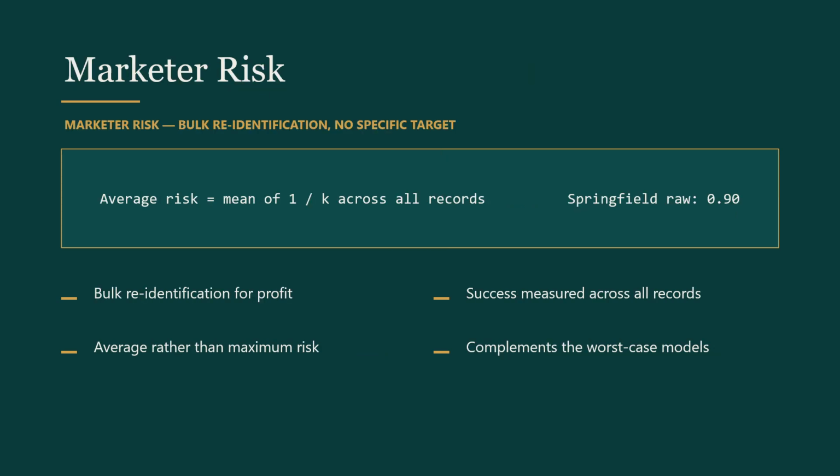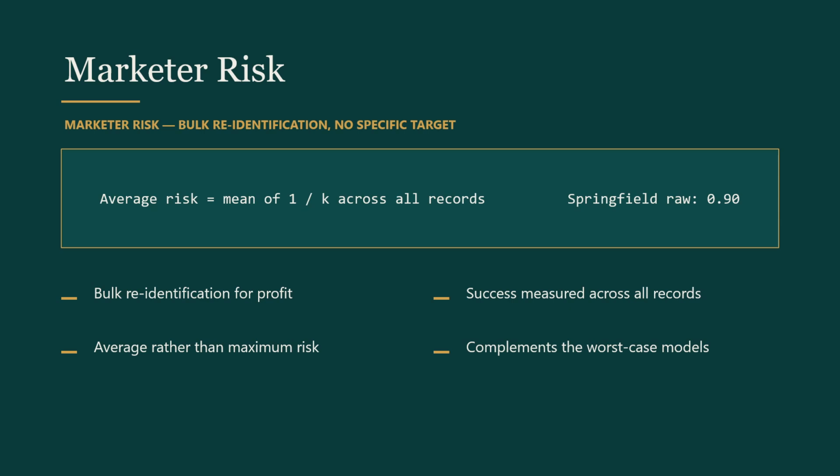Adversary 3 abandons targeting altogether. The marketer wants volume. Re-identify as many records as possible. Build a mailing list. Enrich a commercial profile. Feed a data broker. They link every record in your file against an external database and accept that plenty of matches will be wrong, because wrong matches cost them little and right ones are profit. Since no specific person is the target, a worst-case metric misdescribes the attack. The honest measure is the average, the expected proportion of records correctly re-identified across the entire file.